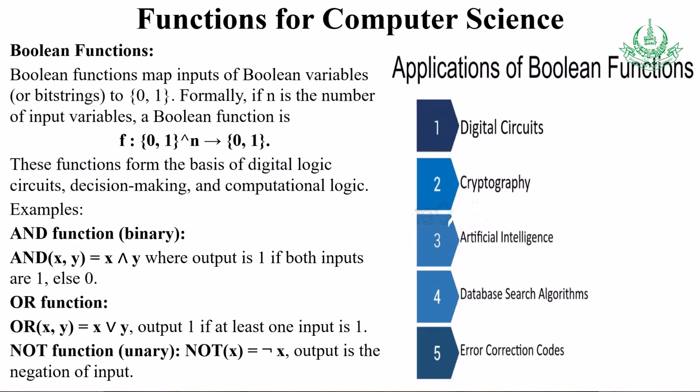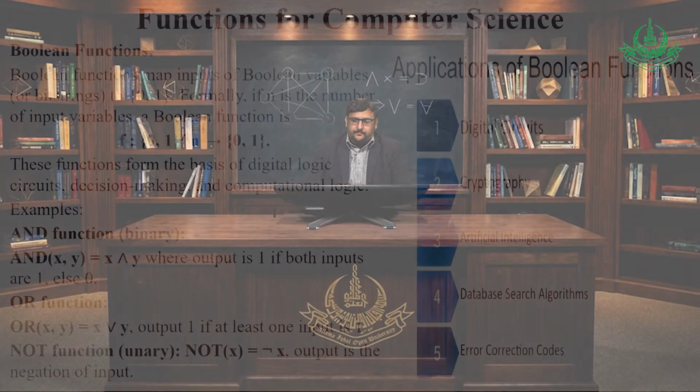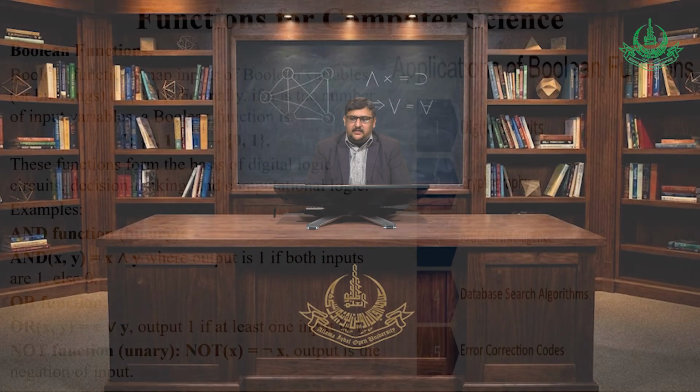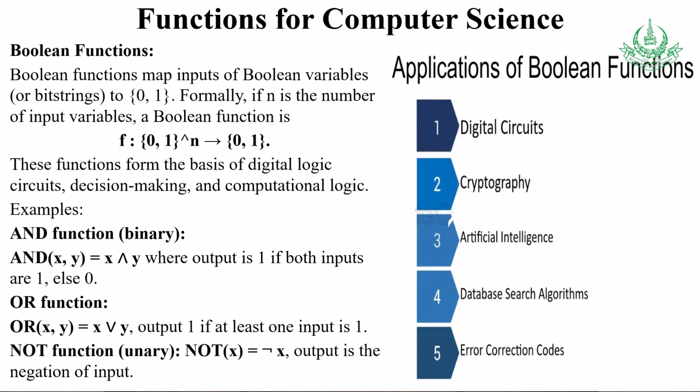The OR function: you are familiar with these notations, which we have done in the previous chapters also. The output is 1 if at least one input is 1, meaning if one is 1 and the other is 0, the output would be considered as 1. The NOT function is the negation of a variable, meaning NOT x is the negation of x; the output is the negation of the input. Now what is the application of Boolean algebra? As you can see on the right hand side of the screen, it is used in digital circuits, cryptography, artificial intelligence, database search algorithms and error correction codes.